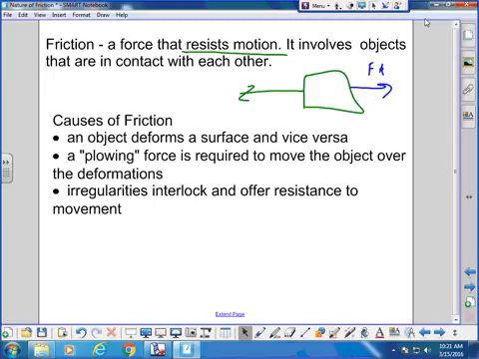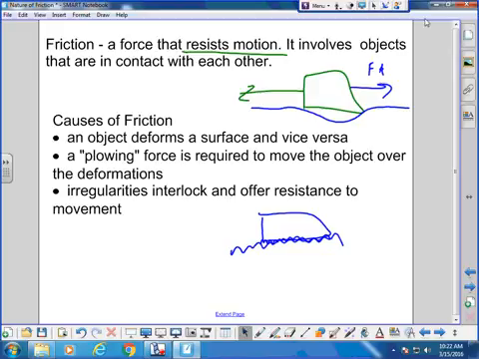So some people believe that an object deforms a surface and vice versa, so they actually think that the tabletop goes like that, and that a plowing force is required to move the object over the deformation, so that it's actually pushing those molecules out of the way. Some people also think that irregularities interlock and offer resistance to movement. So they think that the surface of the block actually is rough, as is the surface of the table.